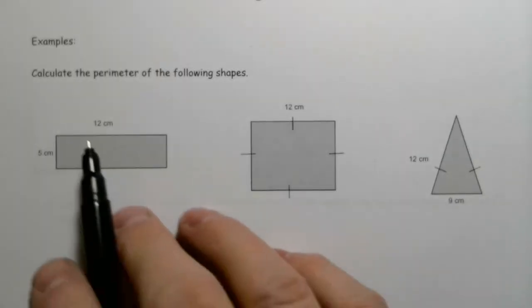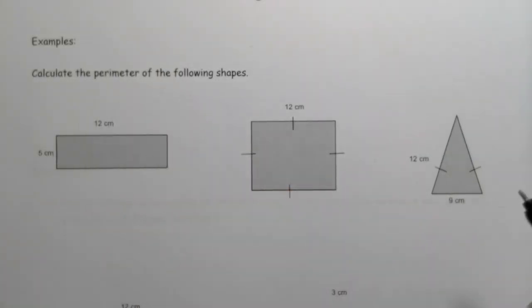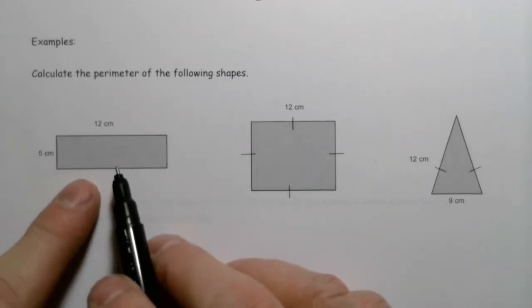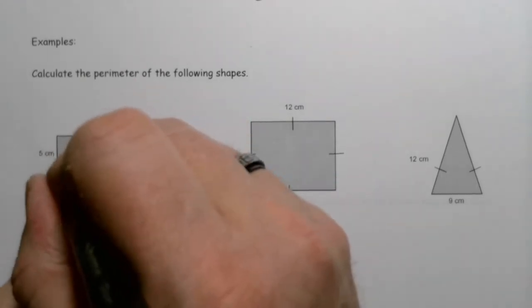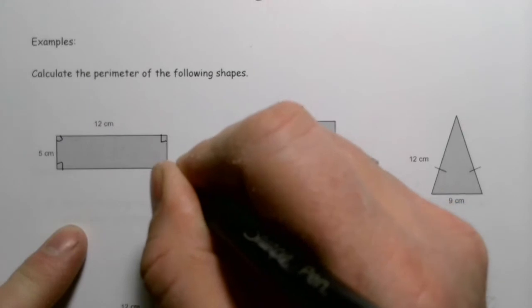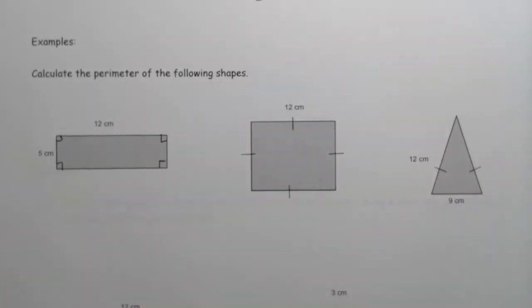Okay, so the question tells us to calculate the perimeter of the following shapes. Now, you have to understand there are some assumptions that we have to make here to make this work. For example, this first one, I have to assume that this is basically a rectangle, that these are 90 degrees, or else I'm really stuck and I don't know what to do.